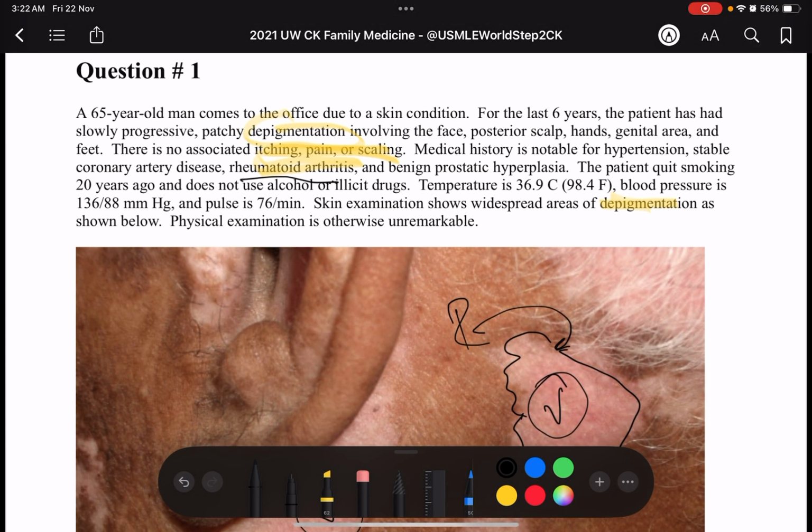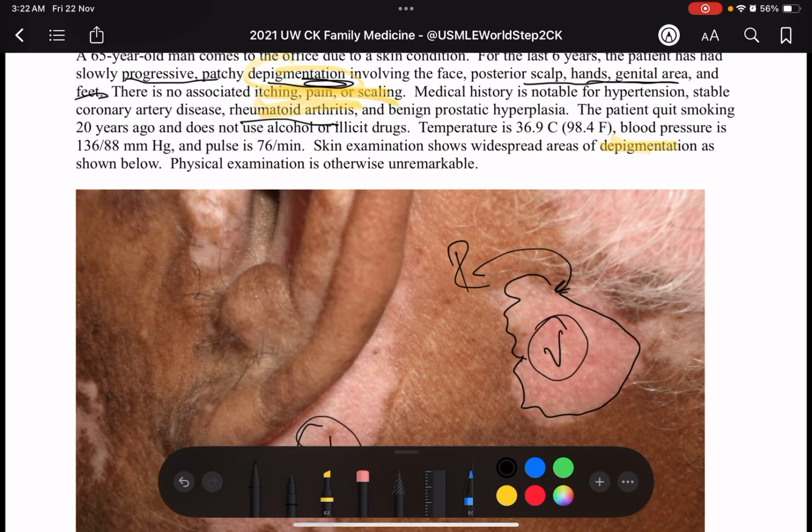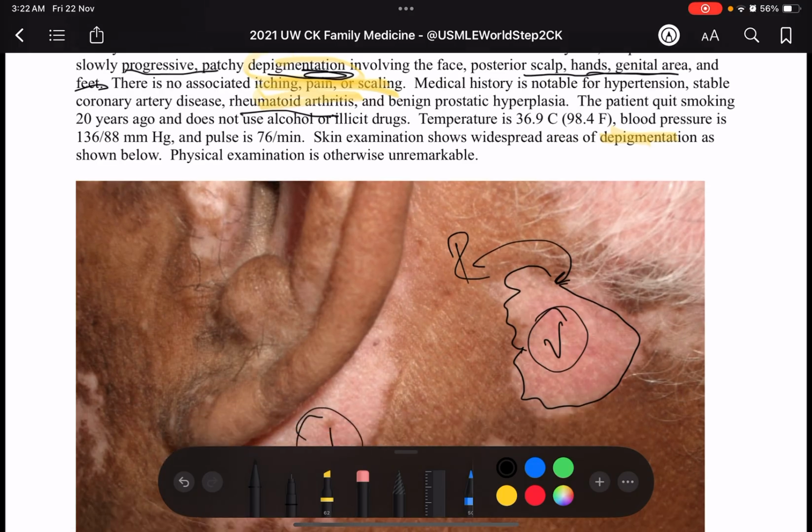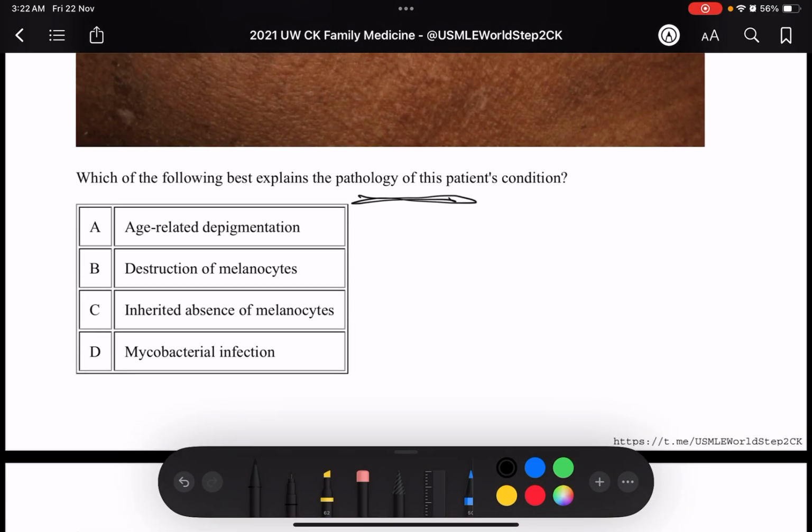The importance is that it's a slowly progressive patchy depigmentation, and it involves some regions, all right, of the hands, genital, and feet. Correct. So it's patchy depigmentation, and the question is which of the following best explains the pathology of this condition. So obviously, the melanocytes are the sites of melanin, right?